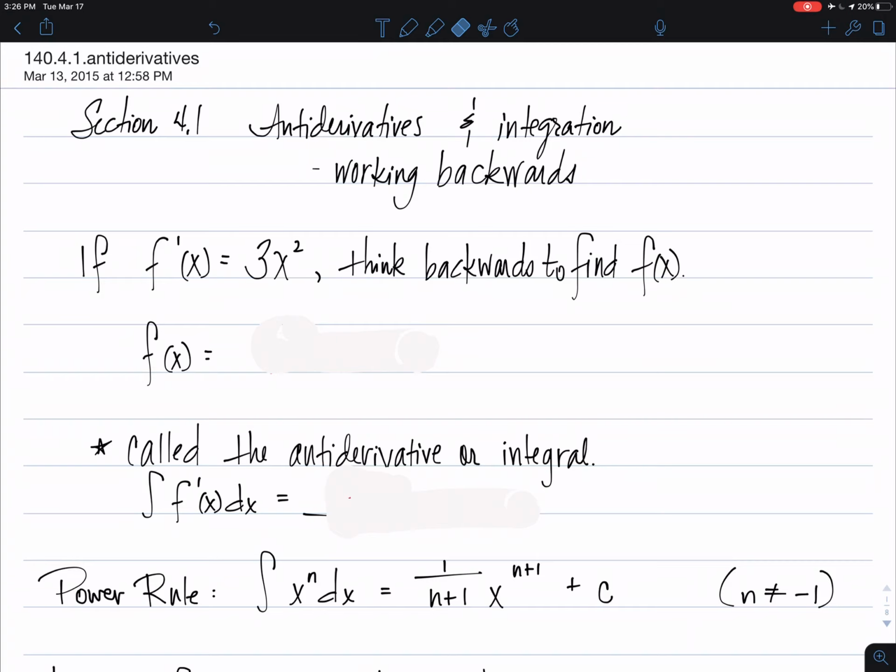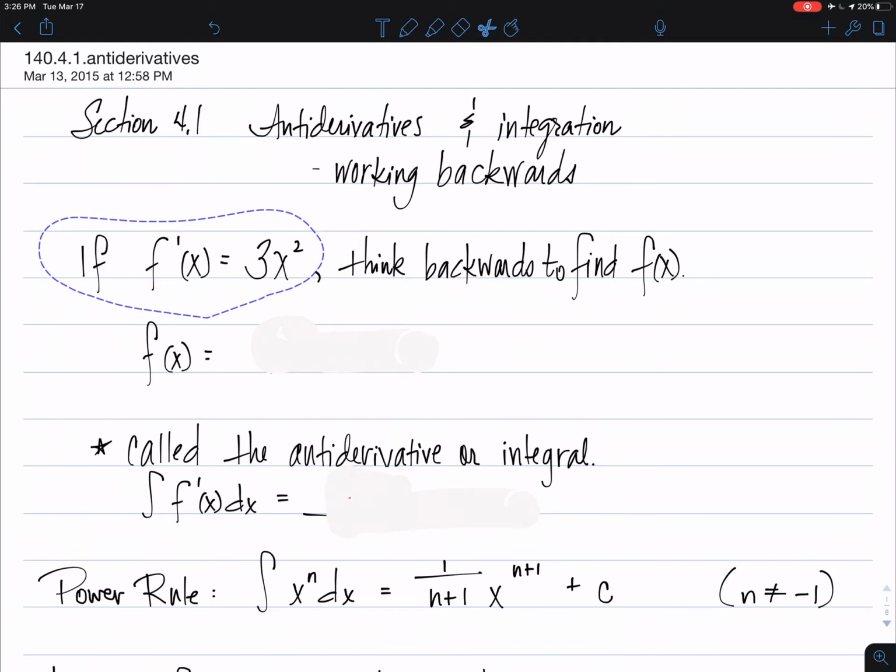Chapter 4 is all about antiderivatives. Think back with me. Chapters 1, 2, and 3, we have done nothing but work with derivatives. And so chapter 4 is an antiderivative chapter, and literally what we're doing here is we're working backwards. So take a look at the first question here. If I gave you a first derivative that was equal to 3x squared, what would you have to do to go backwards to find your original f of x?